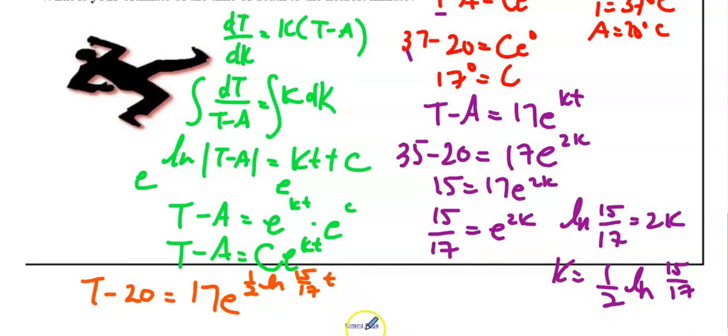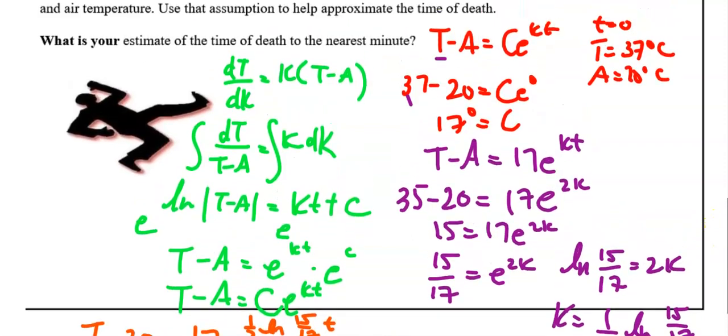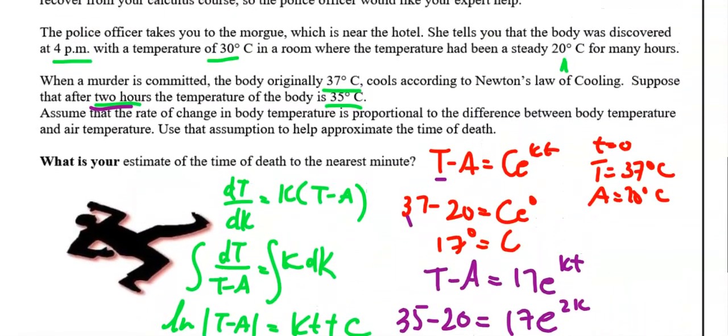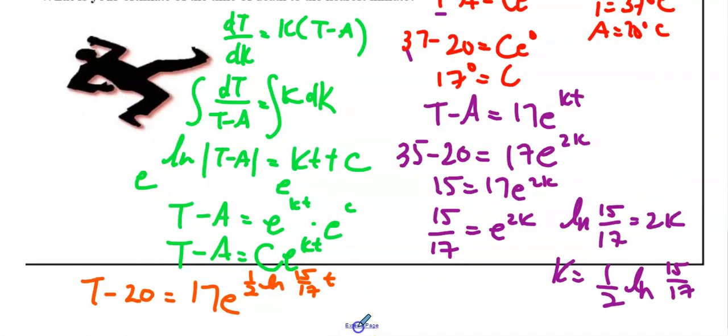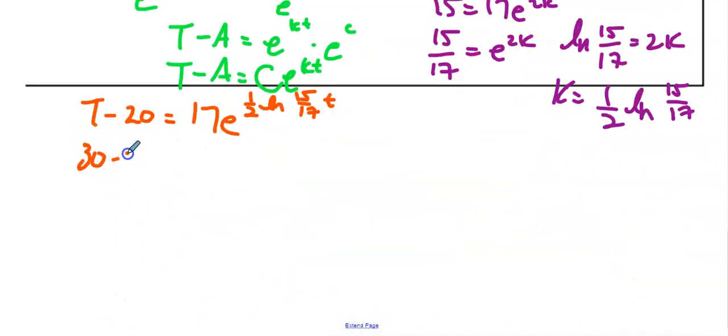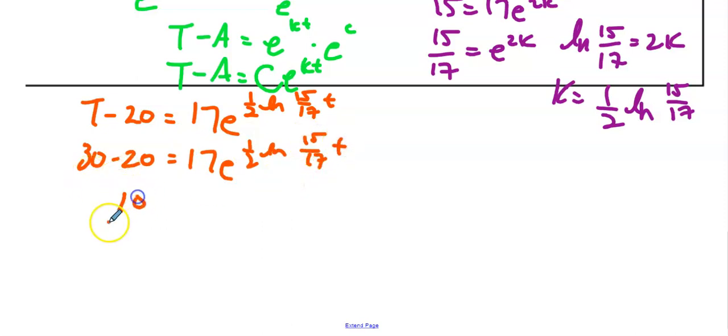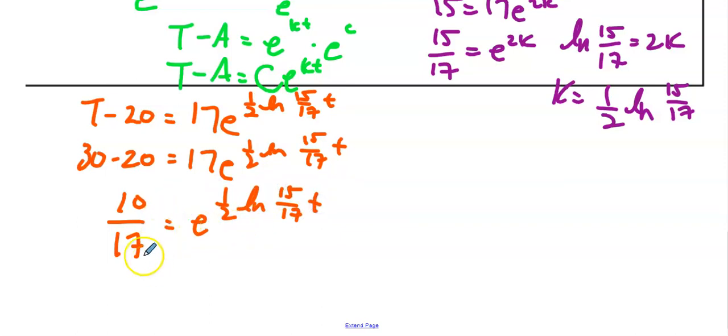Okay. Now we can figure out our time, because it tells us that our body was found at 4 p.m. at 30 degrees Celsius. So we can go ahead and write out 30 minus 20 is equal to our same function. And we have to solve for t here. So we're going to get 10 over 17 equals e to the 1/2 natural log of 15 over 17 t. We're going to add the natural log to both sides again.